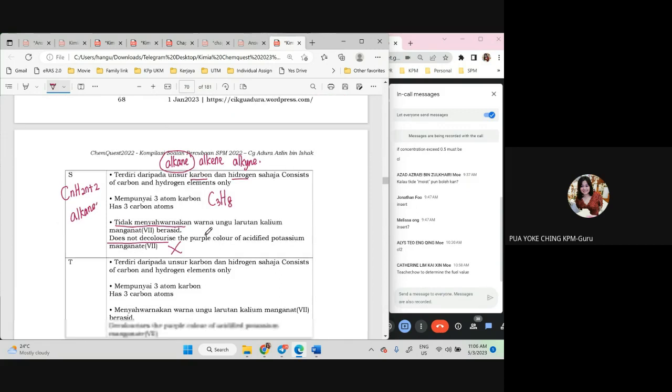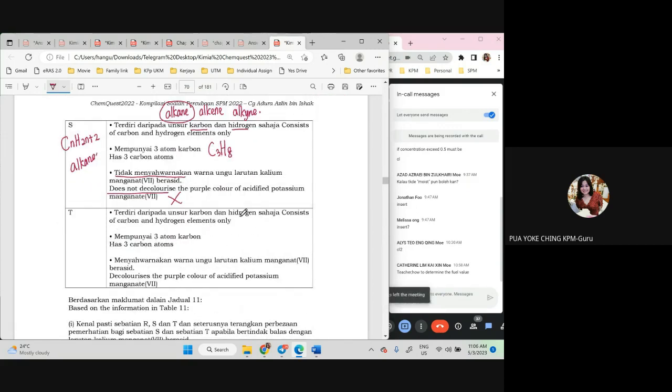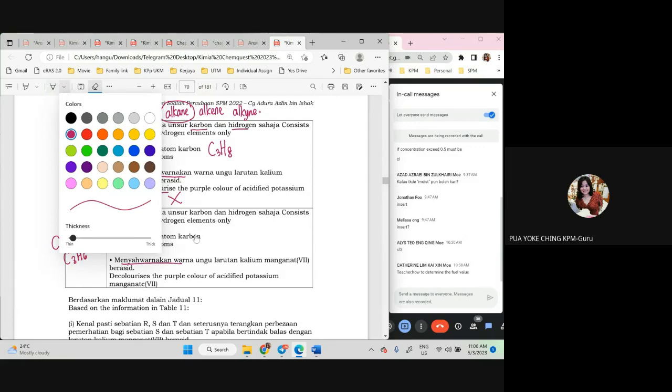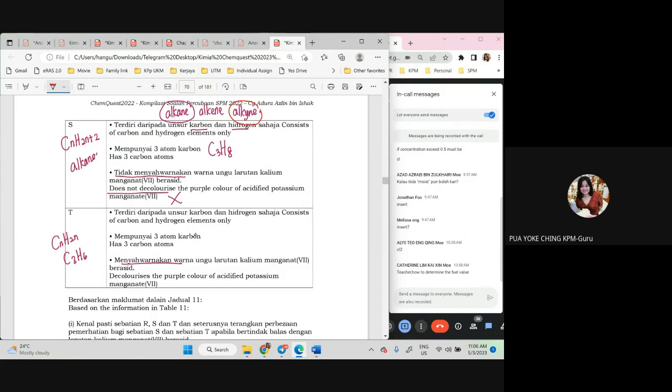So, T pun sama. Carbon and hydrogen only. Ada 3 karbon juga tapi dia menyahwarnakan. So, it will be your CnH2n, which is your C3H6. So, some of the students will ask, teacher, so bila dia akan keluar alkyne? Okay, this is one of the satu lompong dalam our syllabus where alkyne ni kita tak belajar dia chemical properties.